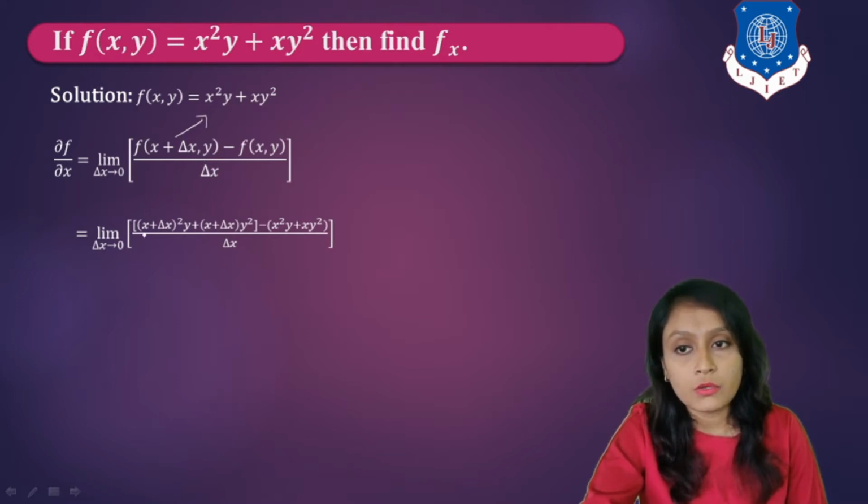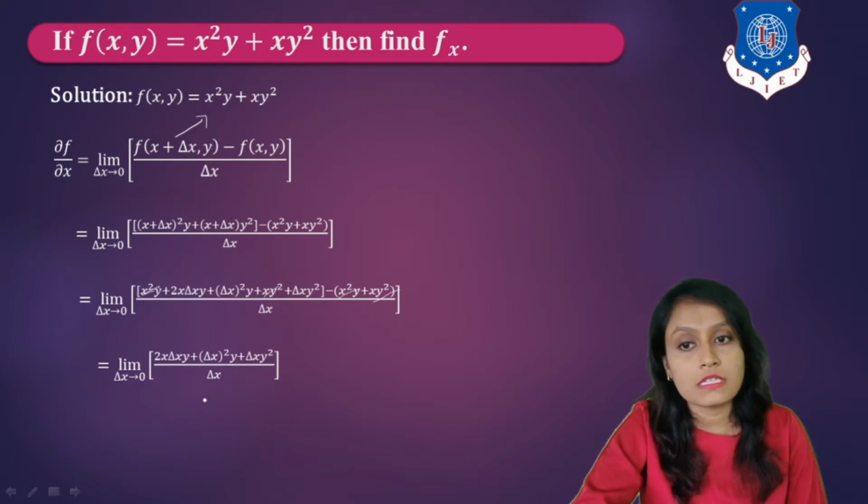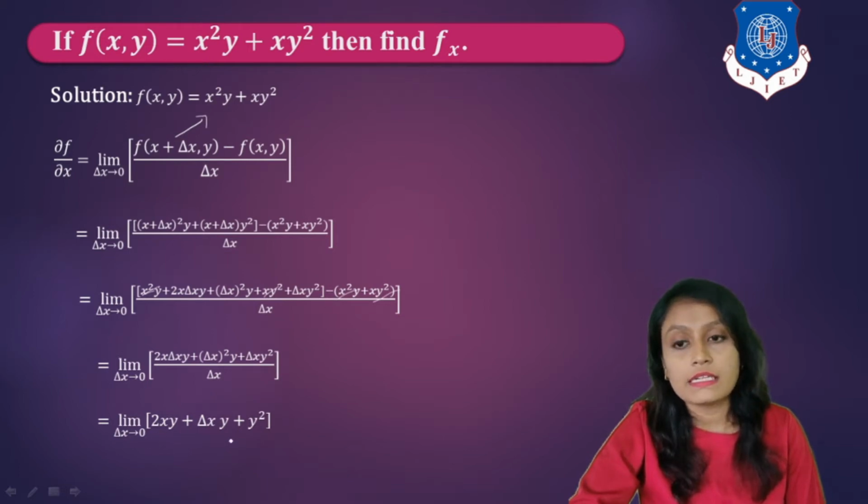Now we will expand this. Expand this and multiply the y and y square inside, and simplify it. On simplification, this x square y will get cancelled and this x y square also will get cancelled, and what remains is written here. Now take delta x common from the numerator, it will cancel with the denominator, and what will remain is limit delta x tends to 0 of 2 x y plus delta x y plus y square. Now apply this limit. In place of delta x, write down 0, so this term will be equal to 0. So what we have is 2 x y plus y square. So this sum we have solved using the definition method.